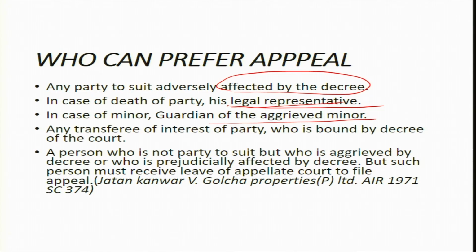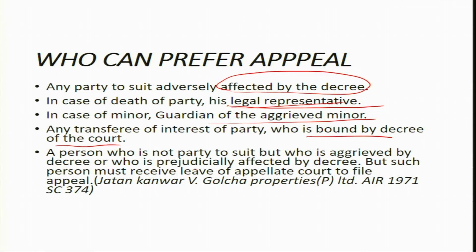Any transferee of interest of a party who is bound by the decree of the court. So, it does not mean that only the party who is affected by the decree, the legal representative, or the guardian of the aggrieved minor. Apart from this also, if you have an interest in the decree, if you are affected, this also comes within this purview. If you are affected, if you have interest, then you can also, by getting permission, approach the court, the third party also.